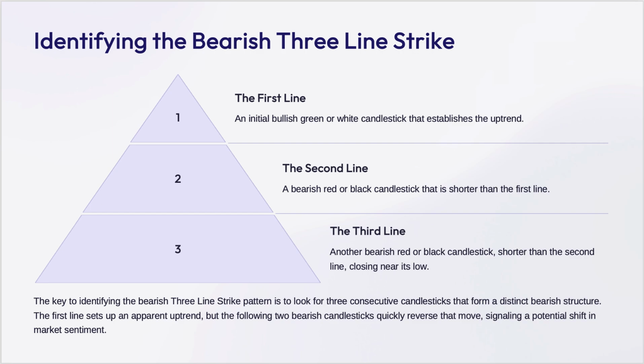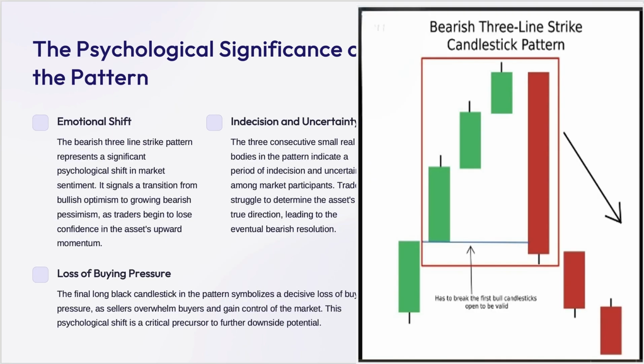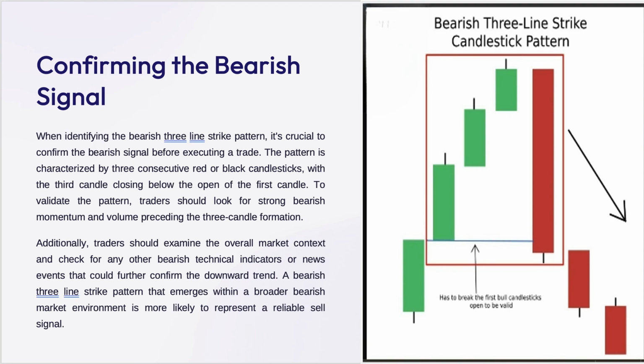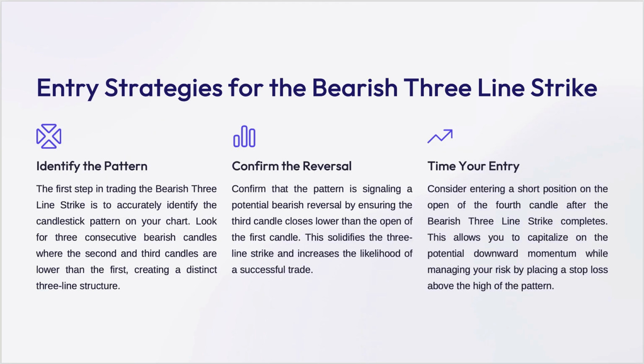First line, second line and third line. I have discussed how the lines are there. Make sure they have psychological significance. The important thing is the emotional shift. Do not proceed without confirming the bearish signals. Entry is always standard: identify the pattern, confirm the reversal and time your entry accordingly.